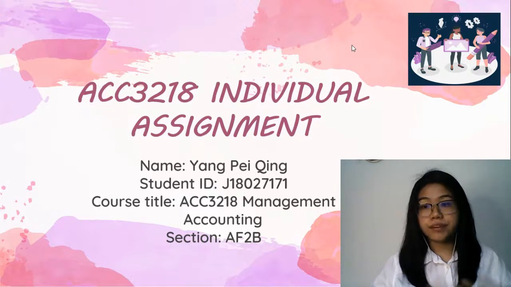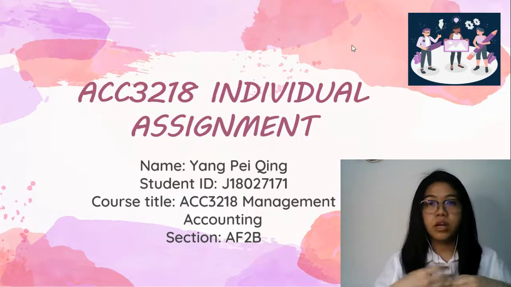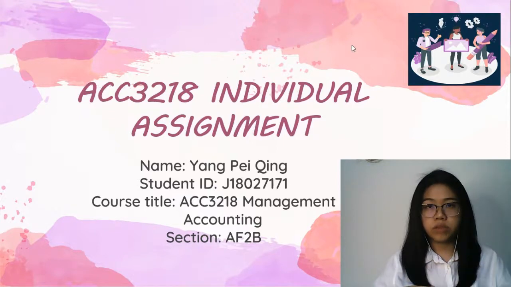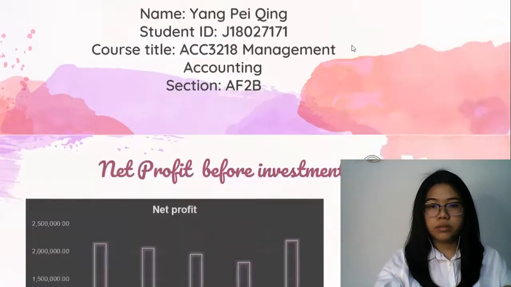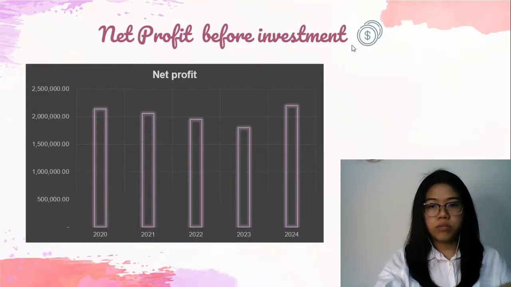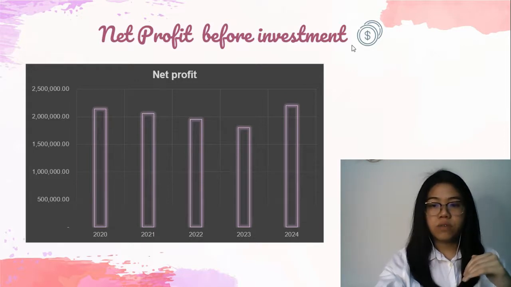So let me begin by introducing the background company, Tulip Berhad. This is a company specialized in producing and trading of component key. I was assigned to prepare the 5 yearly income and expenditure forecast based on the existing operation condition. As you can see, the forecasted net profit shows a downward trend from 2020 to 2023. However, in 2024, the net profit has increased a little from approximately 1.8 million to 2.2 million.